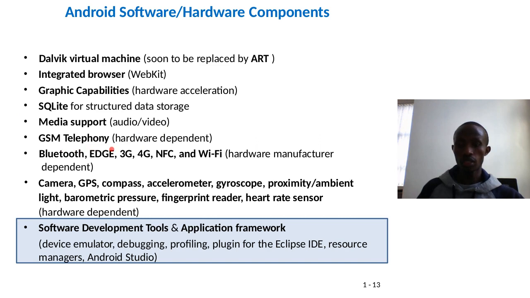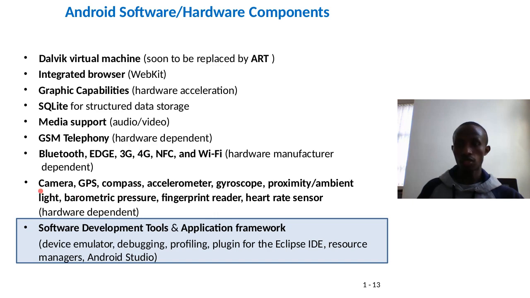Then we have GSM. That one allows you to make calls or send text messages. Then we also have other wireless connection technologies, such as Bluetooth, Edge, 3G, 4G, near field communication, Wi-Fi. You also have 5G rolling out this year.